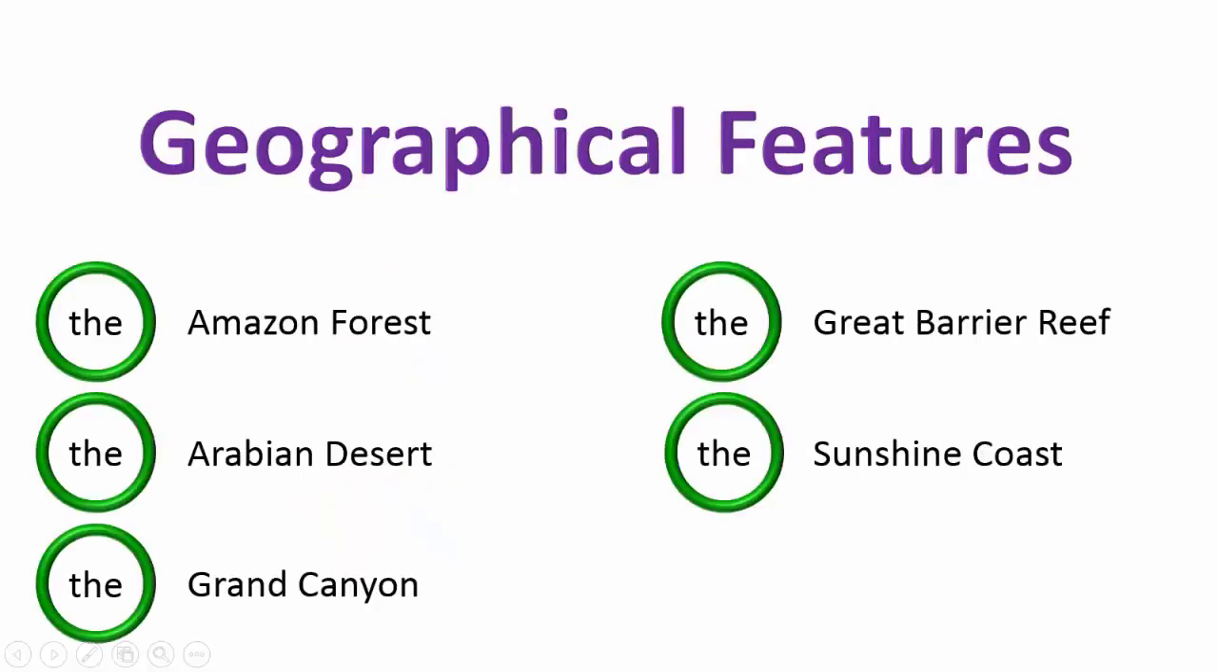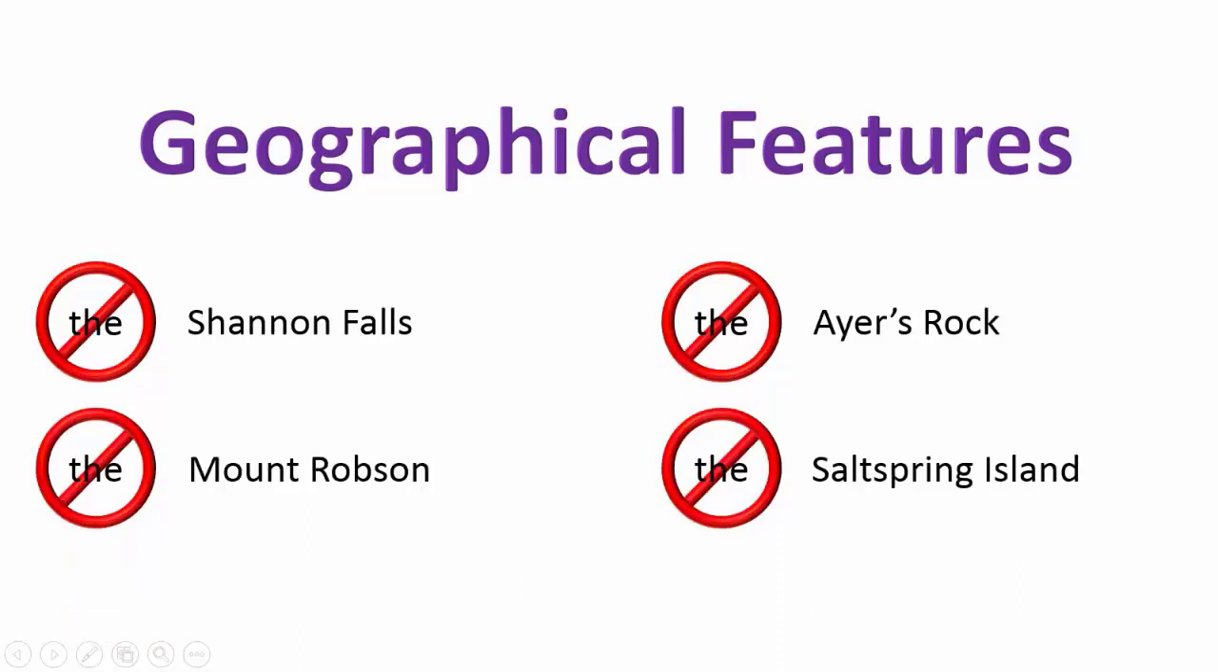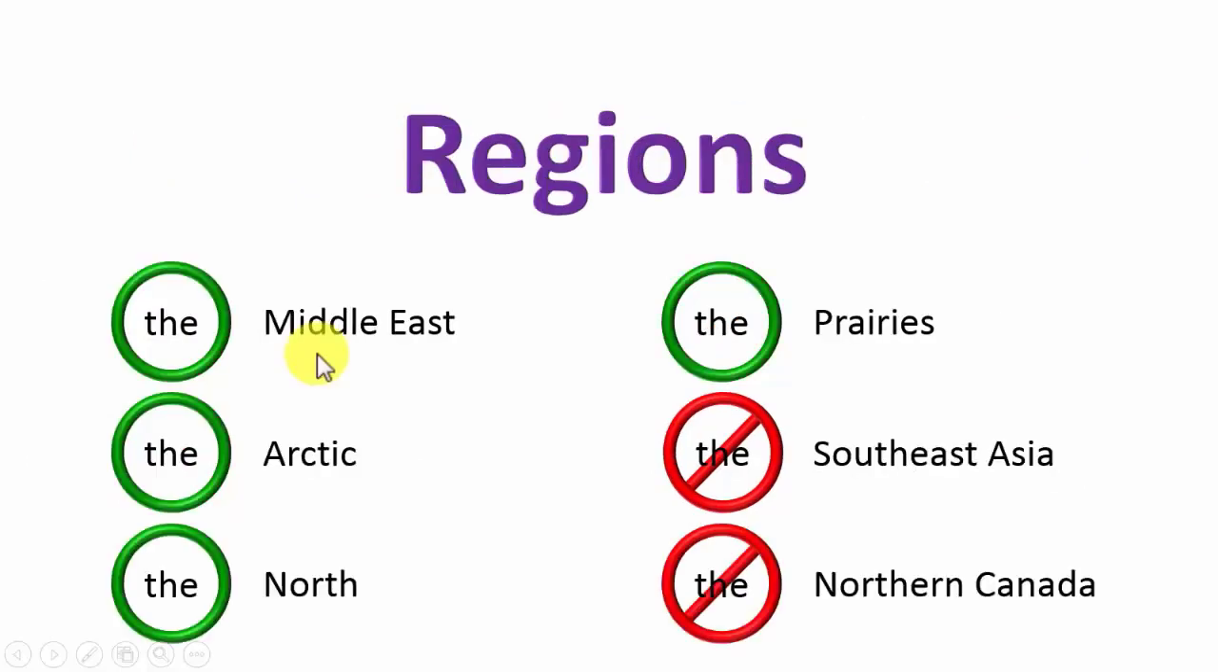Geographical features. The Amazon Forest, the Arabian Desert, the Grand Canyon, the Great Barrier Reef, the Sunshine Coast. All of these geographical features use the. However, these geographical features don't use the. Waterfalls, such as Shannon Falls. Mountains, such as Mount Robson. Ayers Rock. Islands, such as Salt Spring Island.